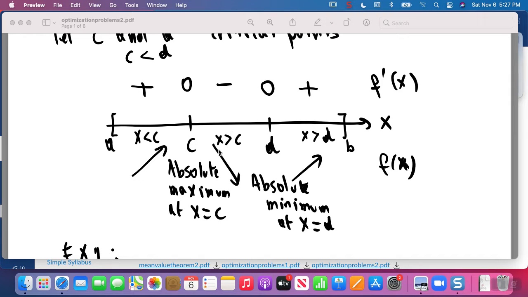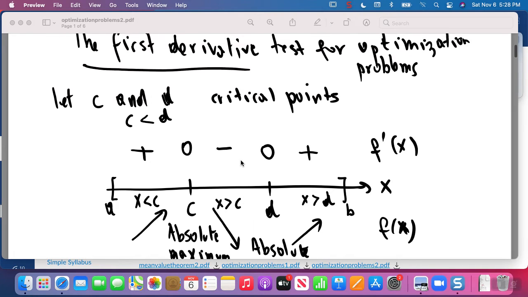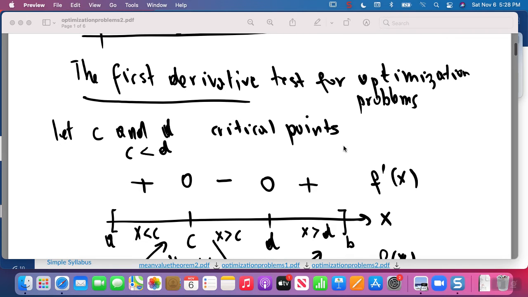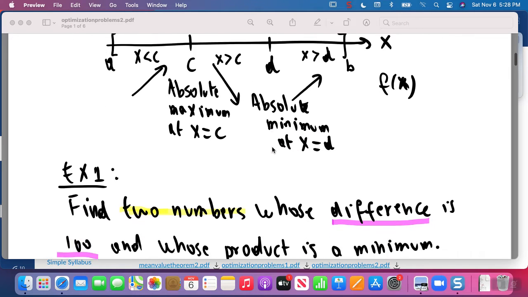Again, here, since the function is decreasing from c to d, and it starts increasing at d to b, then we say at x equals d, there's an absolute minimum value, which is going to be f of d. So this is the first derivative test for the optimization problem. So let's do an example.